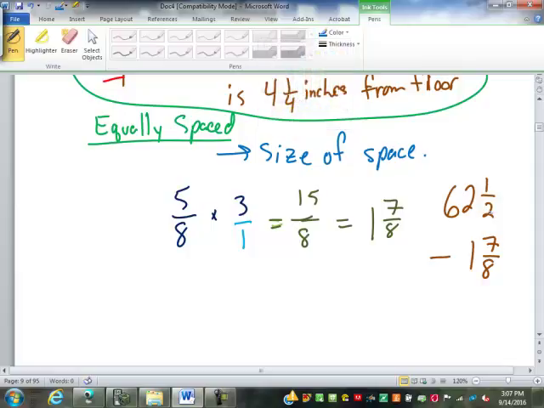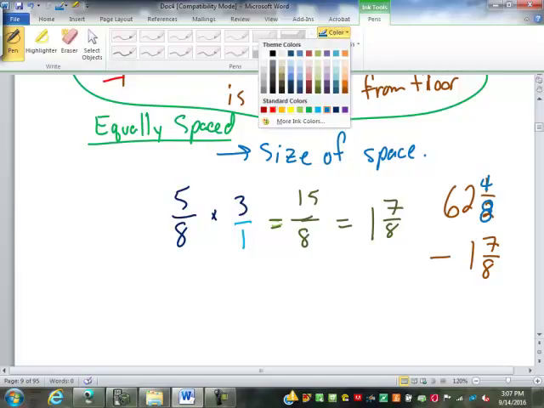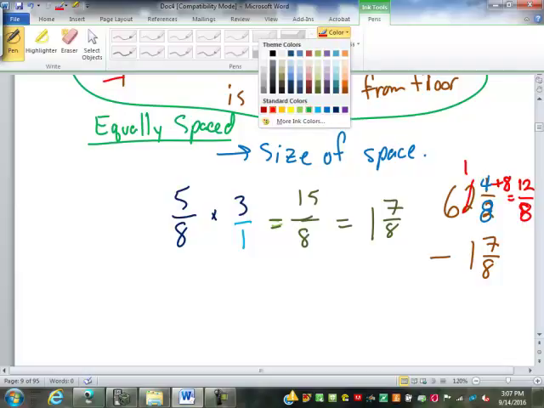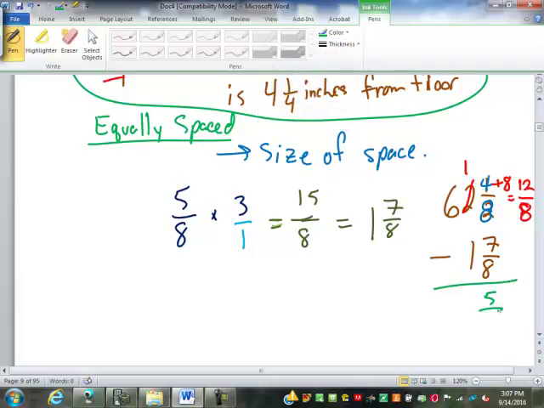Now I have to change my 1/2. Now I'm going to cheat here a little bit and just write over it to 4/8. When I go to subtract, 4/8 minus 7/8 can't be done. So I borrow, this becomes a 1. What do I have to add to my 4? The denominator is 8, so that becomes 12/8. So now we have 12 minus 7 is 5/8. 1 minus 1 is 0, and 6. So 60 5/8. What am I going to do with that 60 5/8?